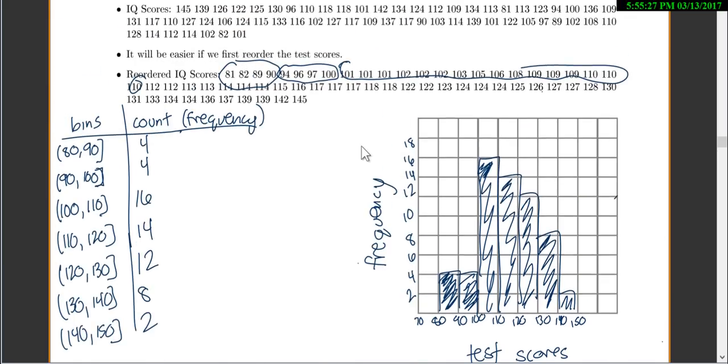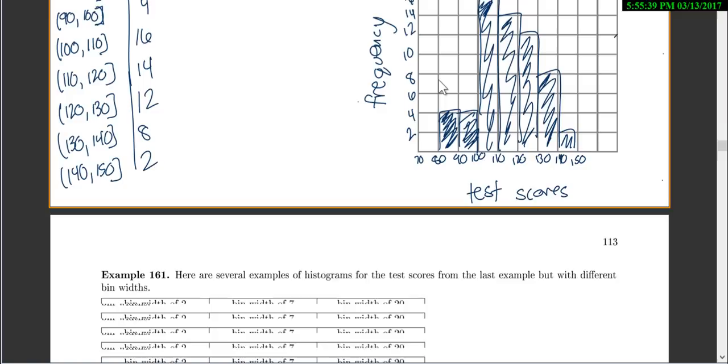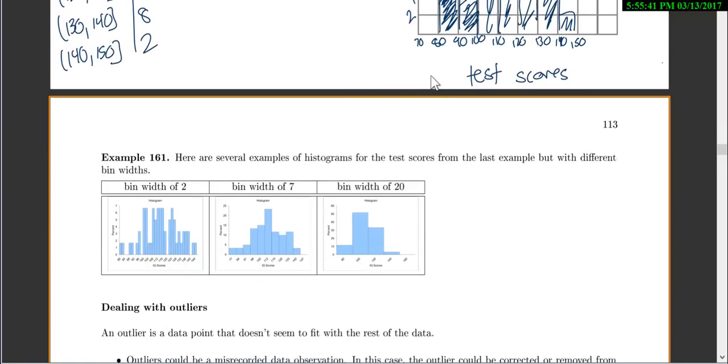So let's make a note here. This one we did a bin width of 10, just because I picked 10 because it's easy for me to count by 10. Okay. So here we did bin widths of 2, 7, and 20.